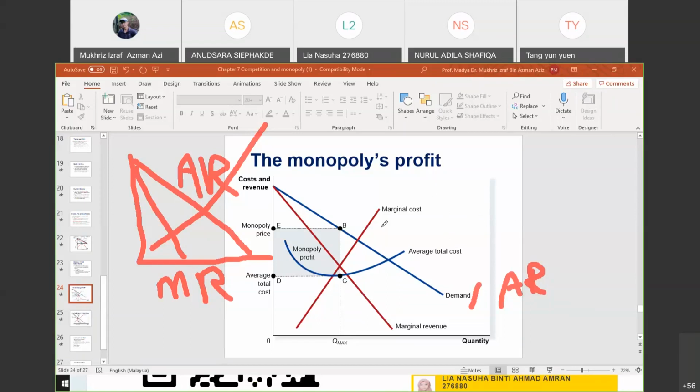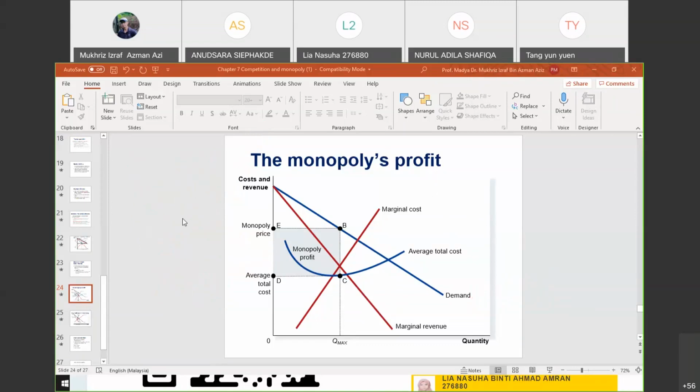Secondly, how the price is being set. If you compare to perfect competition, the price is set by the market, that's why the firm's price line is horizontal. But for monopoly, recall the condition to maximize profit: it is MR equals MC.